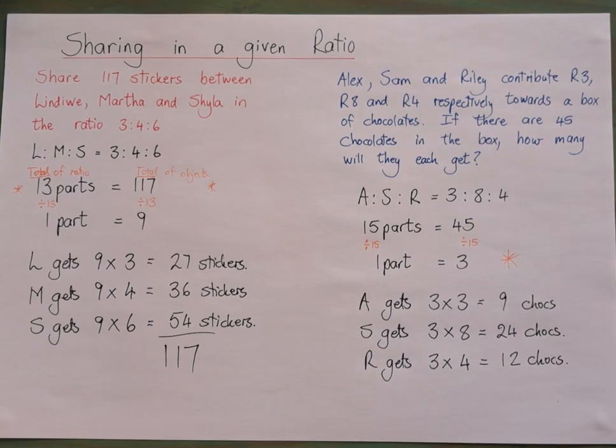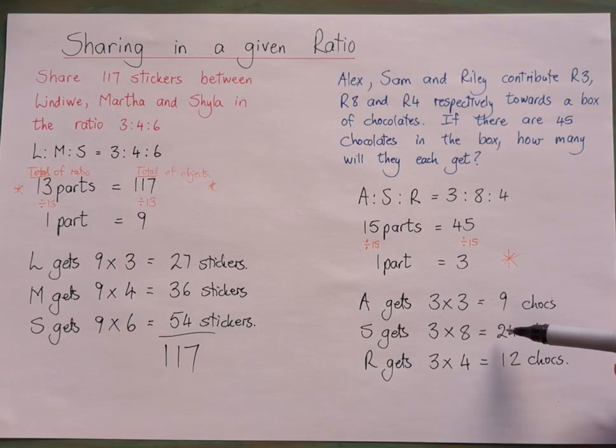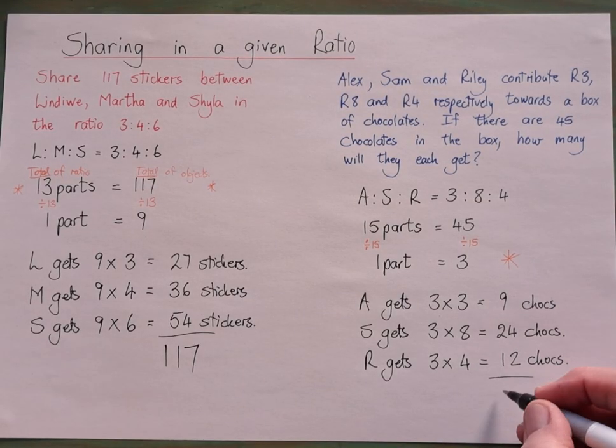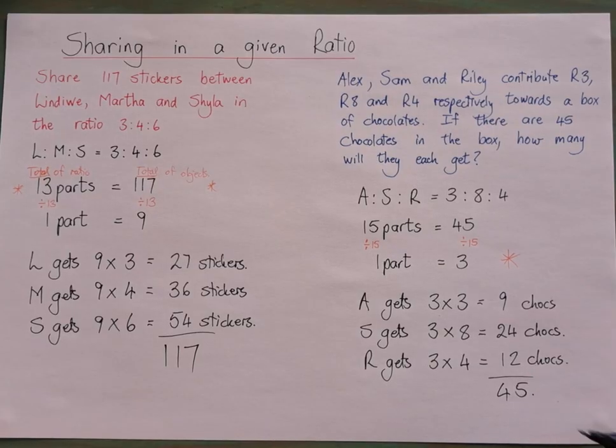And once again, I can find out whether my answer is correct or not. 9 plus 24 plus 12 should add up to 45. 24, 34, 36. 36 plus 9 is 45. And once again, I know that I've got the correct answer.